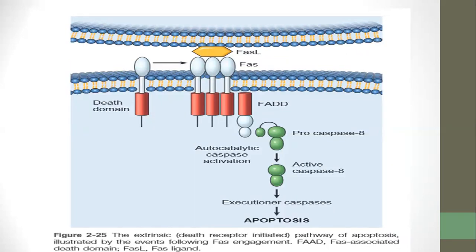This picture is showing the extrinsic or death receptor pathway of apoptosis. Here, the mitochondria is not activated. Instead, the Fas ligand binds to Fas. This is the death receptor, and this activates the Fas death domain. This in turn activates procaspase 8, which turns into caspase 8. This is the active form, and then caspase 8 again activates caspase 3 and leads to apoptosis.